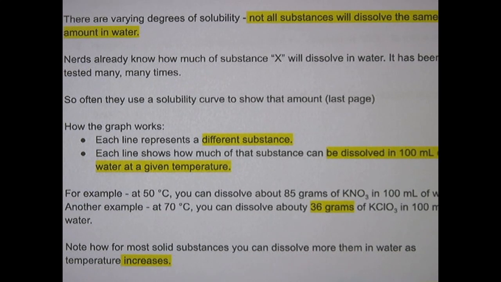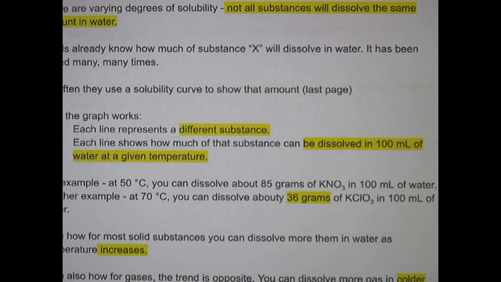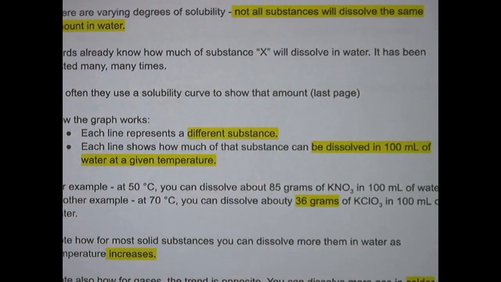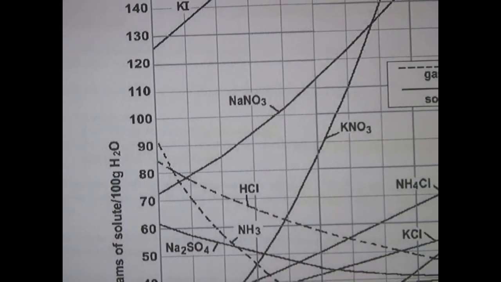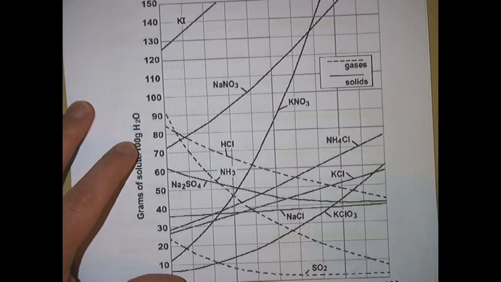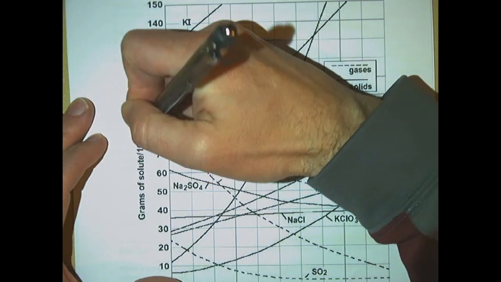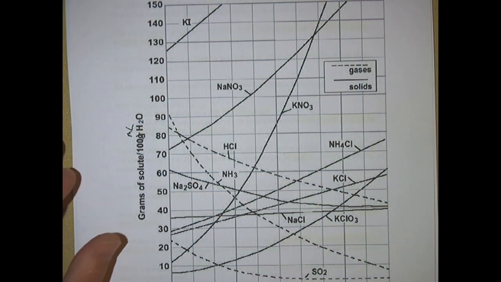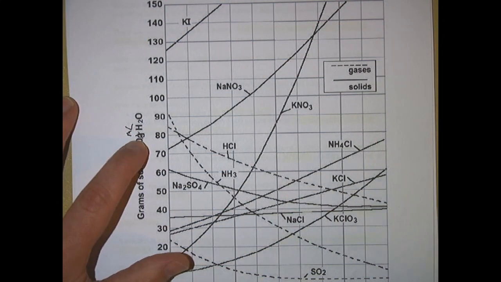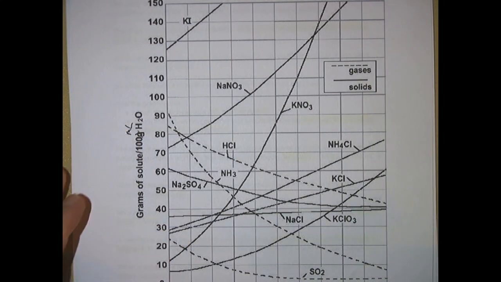Each line shows how much of that substance can be dissolved in 100 milliliters of water at any given temperature. So if we flip back to the graph here, and I'll zoom back, it says 100 grams of water. 100 grams of water is the same as 100 milliliters of water, so you can either cross that off or just write mL there so you don't forget. I'm immediately regretting crossing it off, so you could just write mL above it, because you'll see problems with both grams or problems with both milliliters.